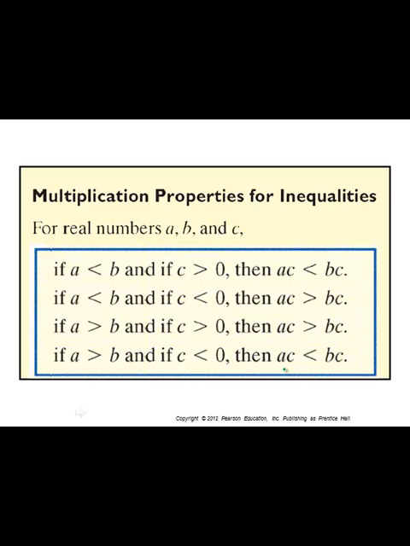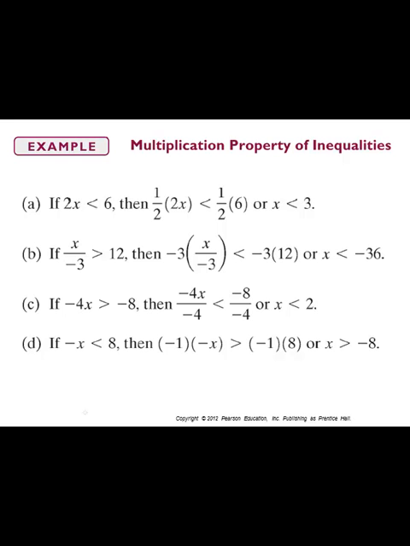So this right here summarizes the multiplication properties for inequalities. This basically reminds us that if we multiply or divide by a negative number, that switches the direction of the inequality. So here are some examples. If we have 2x is less than 6 and we want to isolate the x on the left-hand side, we'll have to divide by 2. Or in other words, multiply both sides by 1/2, which will give us x is less than 3.